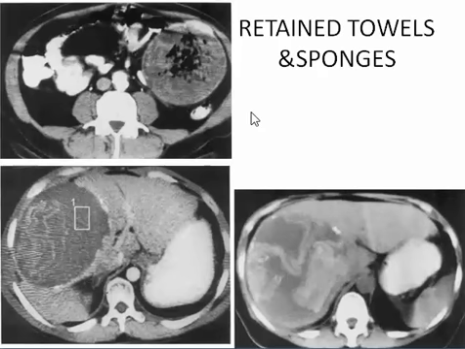If you look at this one, there is something strange here. It's not air, not taking any shape, and this one is linen, part of a textile, and this again is the same. So these are the towels and sponges sometimes seen in post-operative changes.